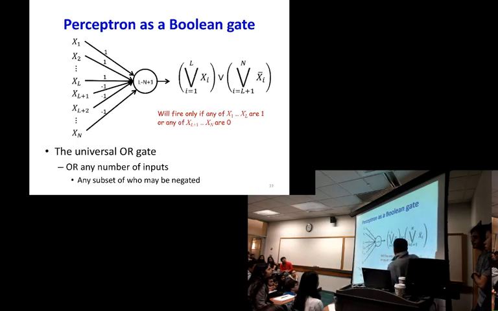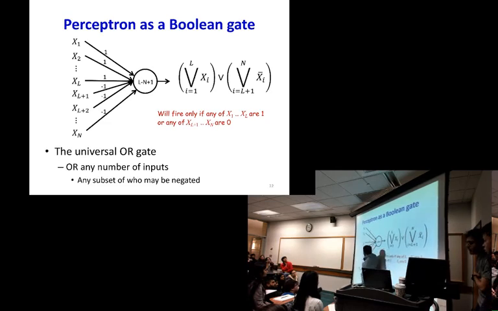Here's a universal OR gate. This is going to fire if any of these guys is 1, or any of these guys is 0. Can you see how that happens? Let's take the worst case. Assume all of these are 0 and all of these are 1. What would the resulting input be? The resulting input is going to be just however many terms I have over here, correct? So if any one of them flips sign, the resulting sum is going to be 1 more than that, right? And that will be my threshold. And so this guarantees that this will fire if any of the top two are 1 or any of the bottom two are 0. Easy.